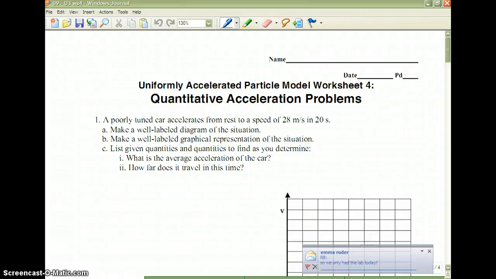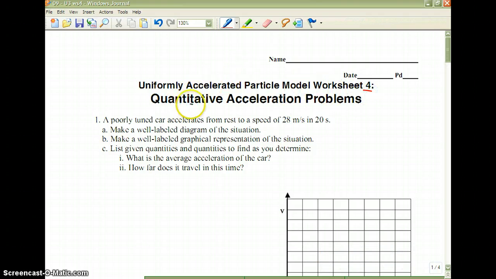Okay, so this lesson is going to be dealing with worksheet 4, and these are quantitative acceleration problems. First I want to help you by going through the steps that you should go through when you're thinking of how to get these problems solved. For the first one, it tells us we have a poorly tuned car that accelerates from rest to a speed of 28 meters per second in 20 seconds. First of all, I want to label this as our velocity final, this was our velocity initial, and this is our time then.